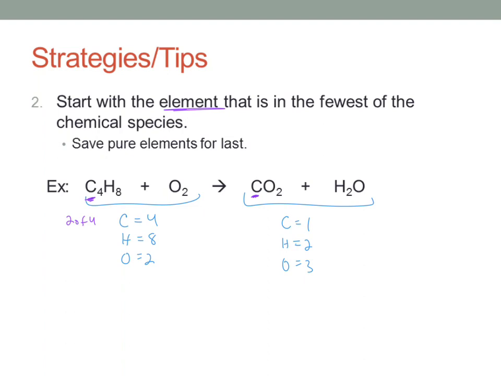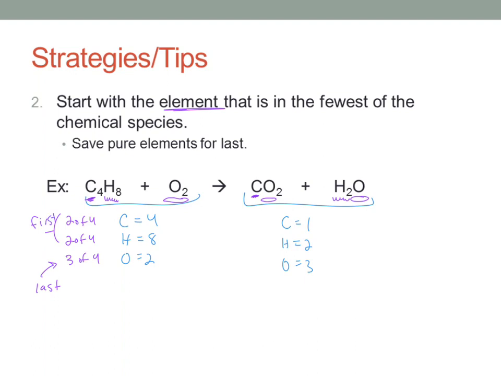If I go to hydrogen, I see hydrogen is in that, and I see hydrogen is in water. Hydrogen also is in 2 of 4 of the things in the equation. And then lastly, I see oxygen is by itself on the left-hand side. I see oxygen is in the carbon dioxide, and I see oxygen is in the water. So oxygen is in 3 of the 4 chemical species in this equation. So what I'm saying with this tip is that I would save oxygen for last, and I would do one of these first.